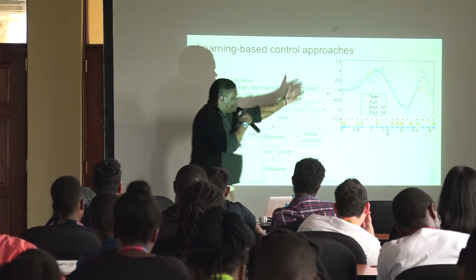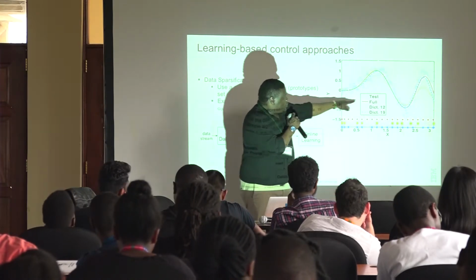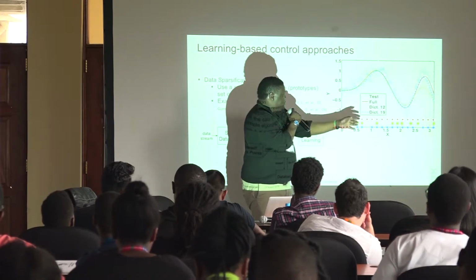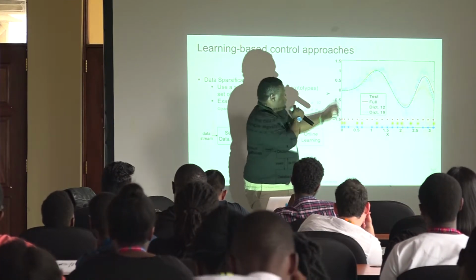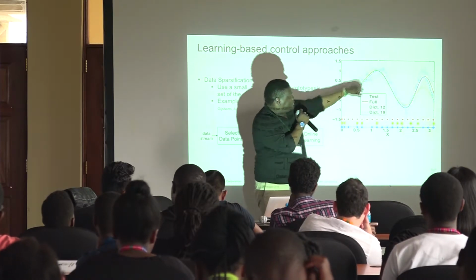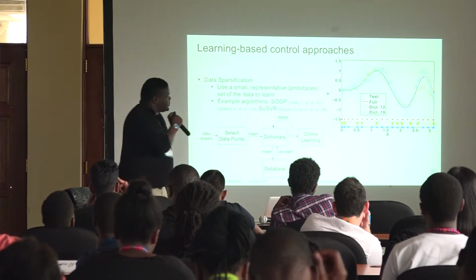And this graph just shows prediction for a Gaussian process using all the data points in red and using different sizes of the dictionary. You can see that even when using only 12 points, you're able to approximate the full Gaussian process.